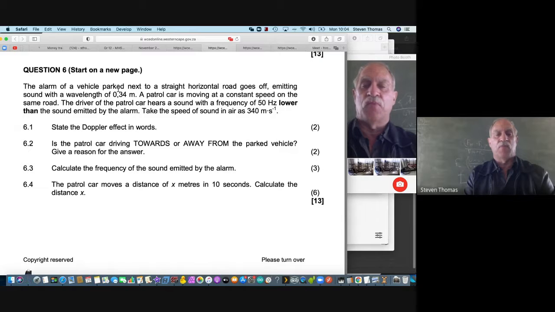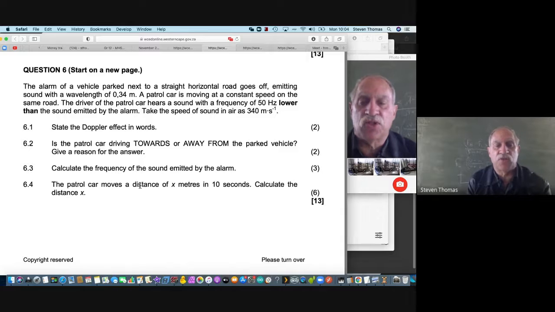Calculate the frequency of the sound emitted by the alarm. Remember, that's just what we've done. We convert the wavelength into frequency by saying velocity, 340, equals frequency times wavelength. So we calculate the frequency. Now the patrol car moves a distance of x meters in 10 seconds. Calculate the distance. We've now worked out the frequency, and it says here the patrol car moves a distance of x meters. Calculate x.